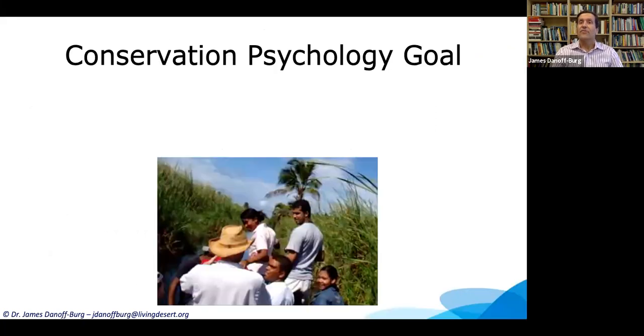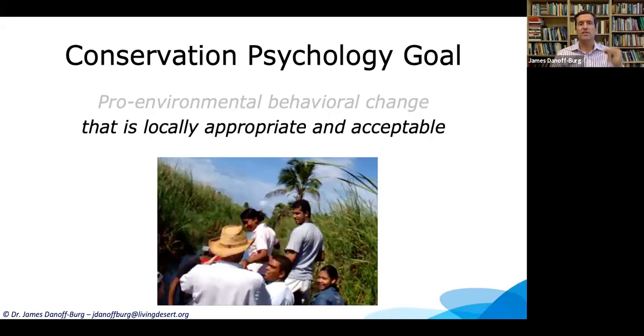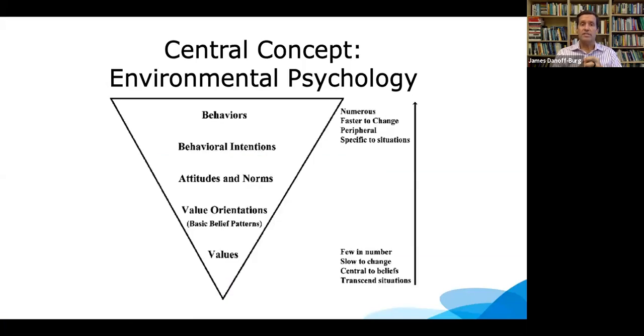Okay, so a reminder, the goal of conservation psychology is to try to stimulate pro-environmental behavioral change that is locally appropriate and acceptable. And to do that, we focus on behaviors, attitudes, and values. And the easiest to change, if you remember this from earlier on in our series, is behaviors. Getting people to change how they act is much easier than trying to change their attitudes towards that thing, towards that species, towards that place, towards that concept. And of course, values at the bottom of the pyramid on the screen are the hardest to change. It's very difficult to change values.